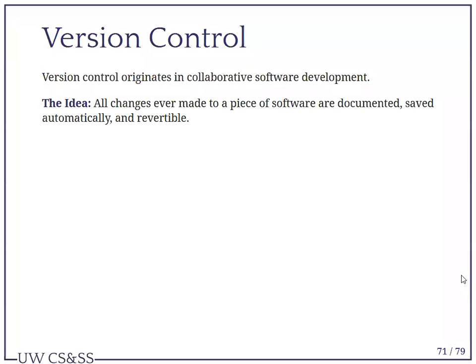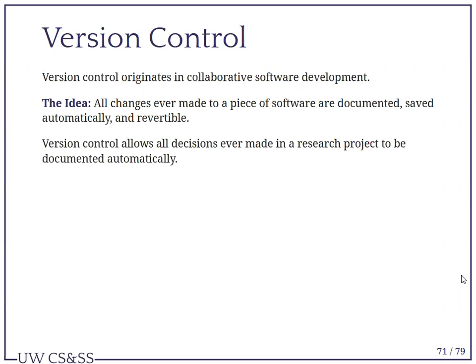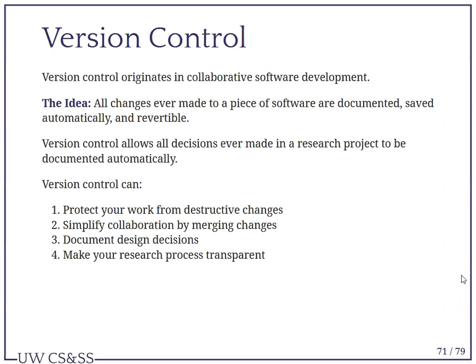Now, a little bit about version control. Version control originates in collaborative software development. The idea is that all changes that have ever been made to a piece of software are documented, saved automatically, and revertible. Version control allows all decisions ever made in a research project to be documented automatically. Version control can, first, protect your work from destructive changes. Second, simplify collaboration by merging changes. Third, document design decisions. And fourth, make your research process transparent.